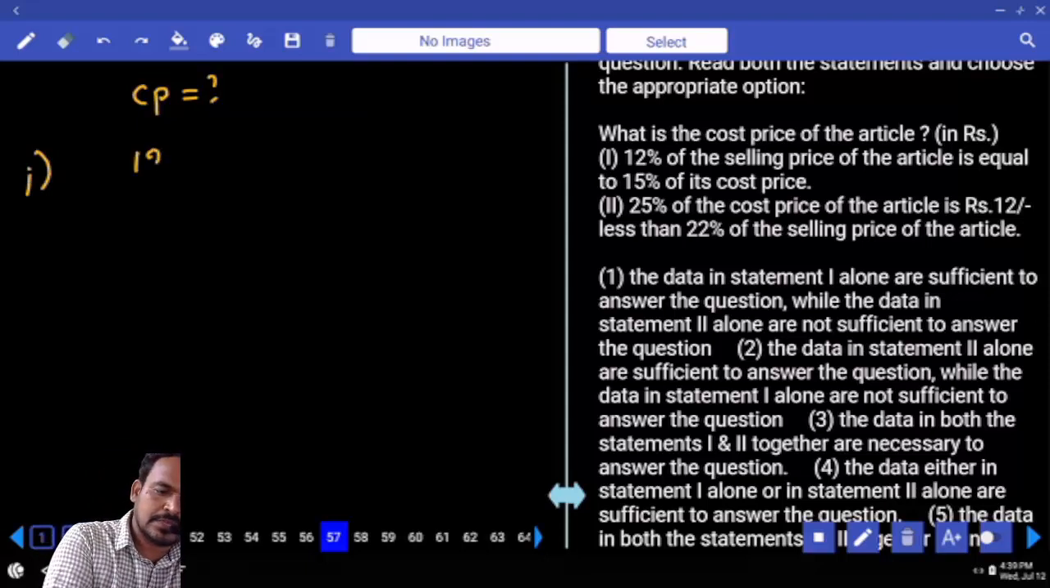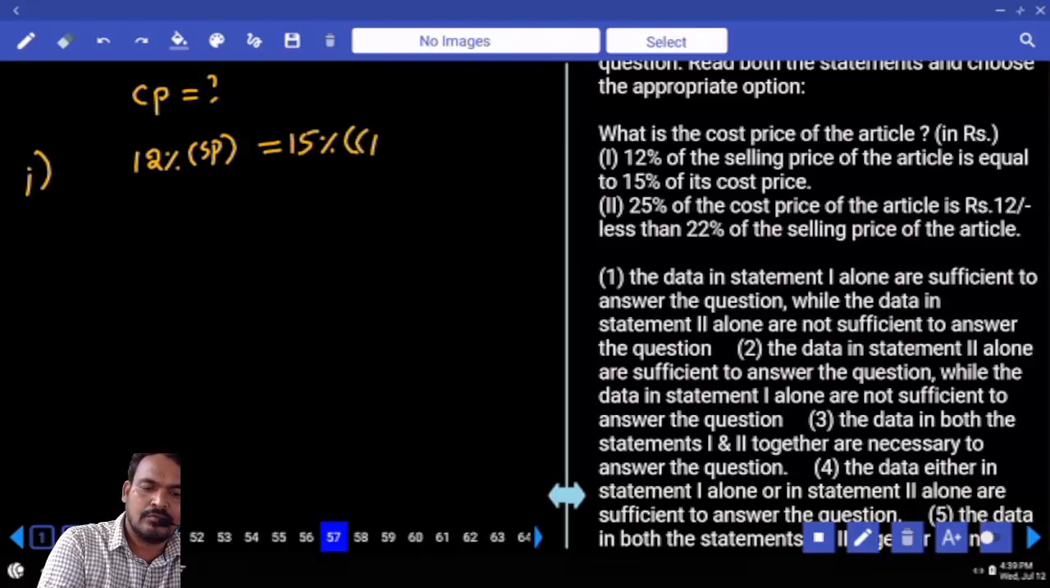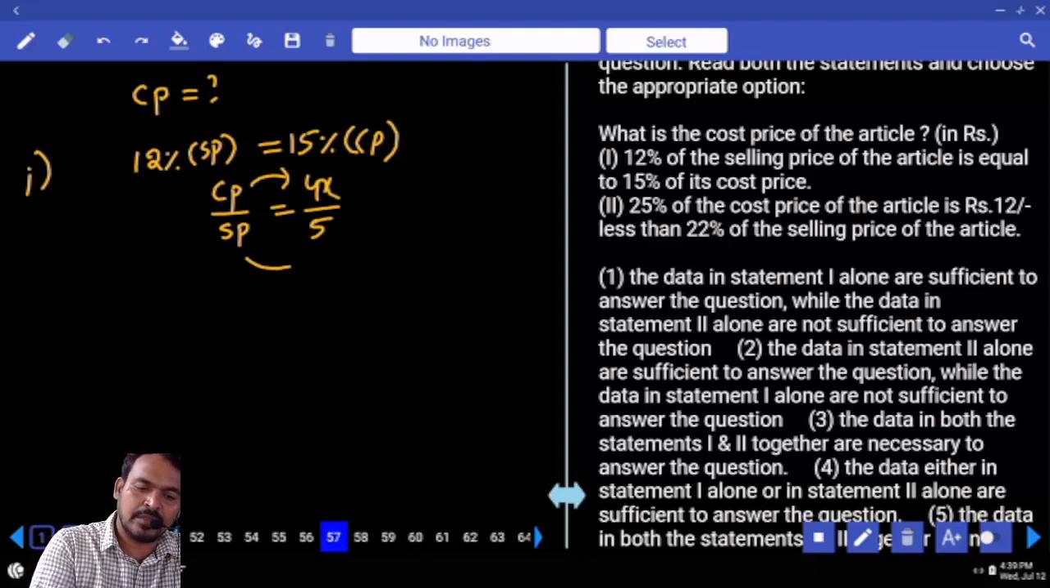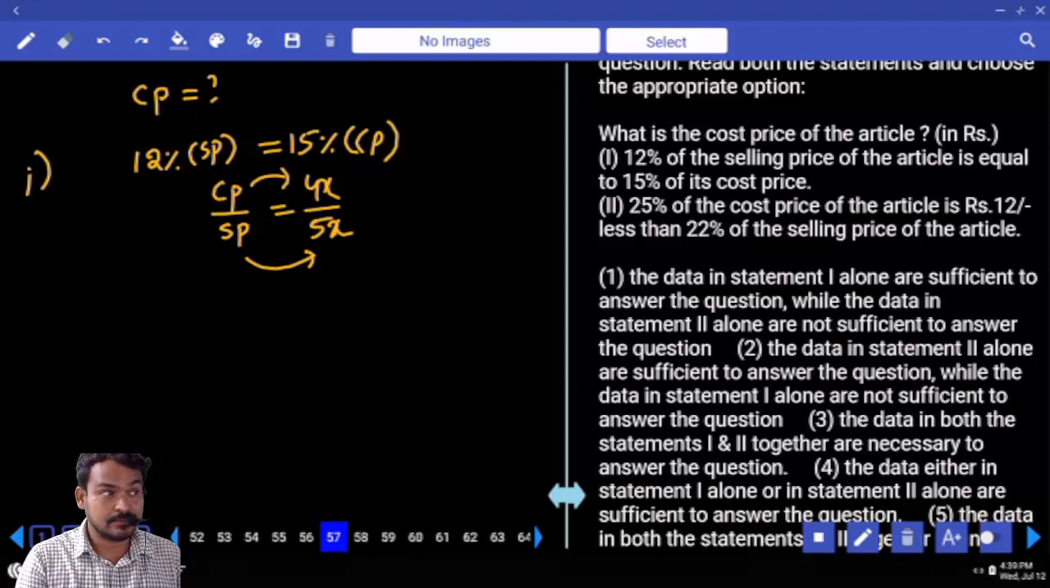12% of SP equals 15% of CP. We get the CP and SP ratio. What is the CP and SP ratio? 4 by 5. Means CP is how many parts? 4 parts, SP is 5 parts. For CP we consider 4x, SP will be 5x.